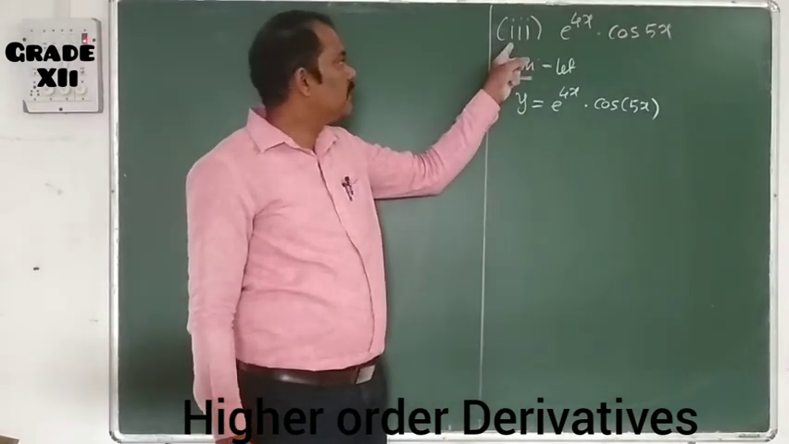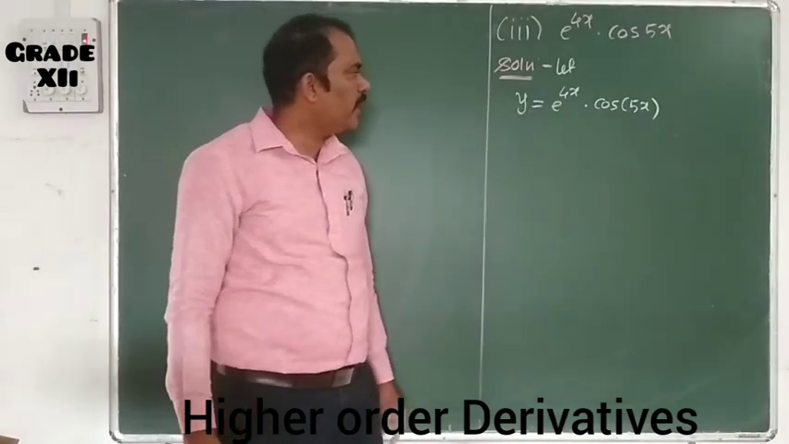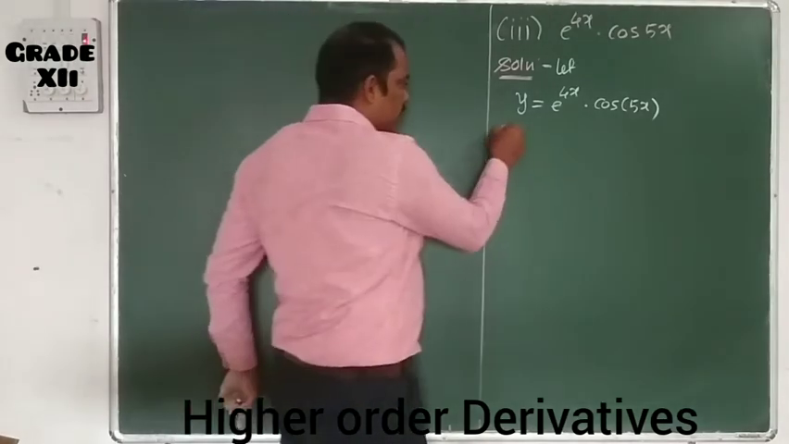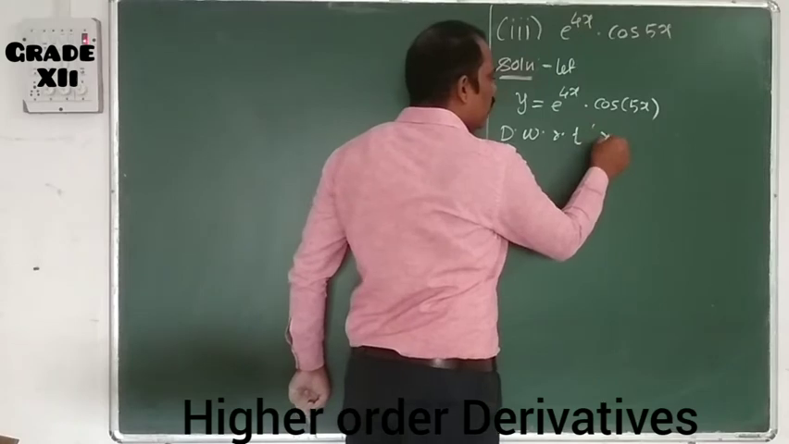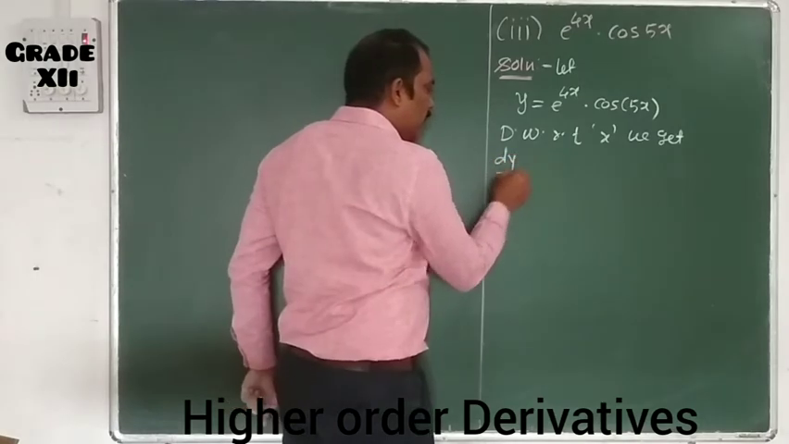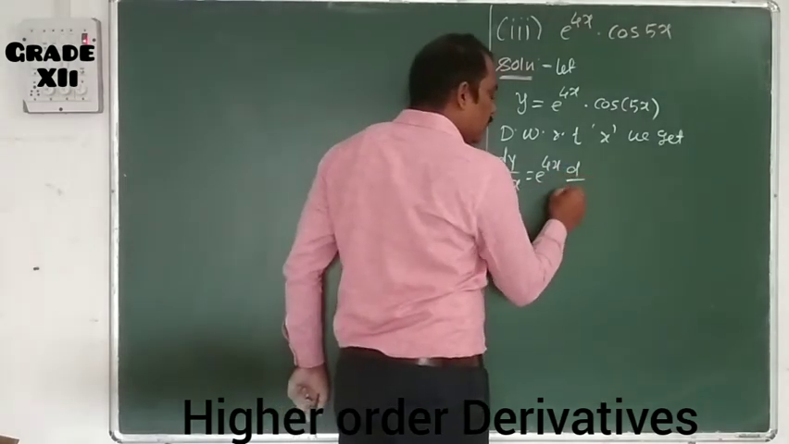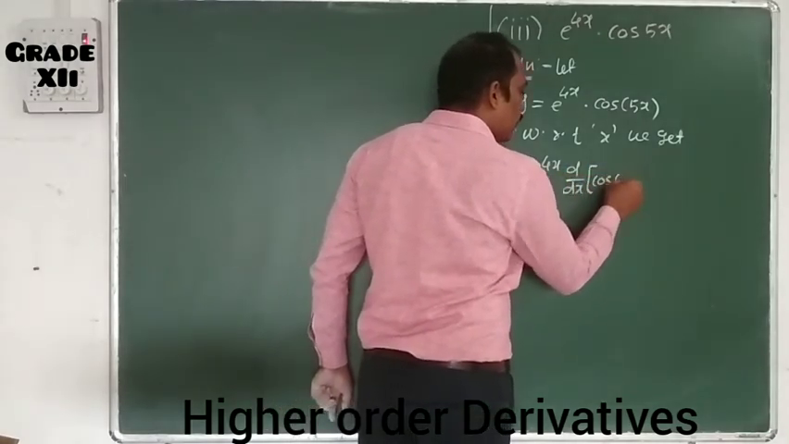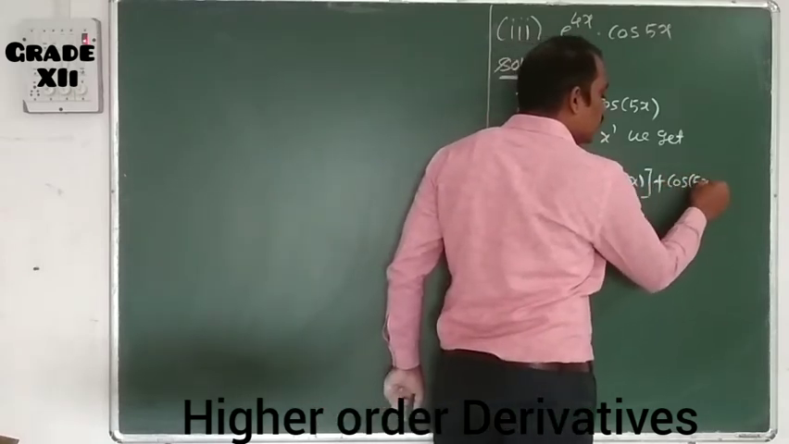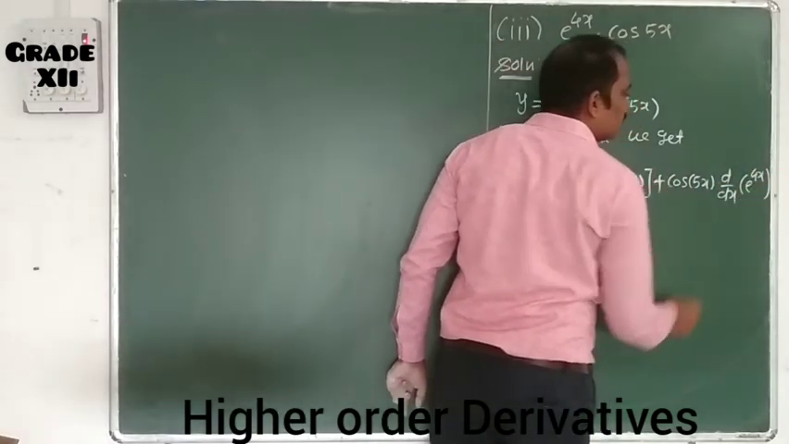Example number 3 is e raised to 4x into cos of 5x. Let y is equal to e raised to 4x into cos of 5x. We have to differentiate with respect to x. Differentiating with respect to x, by using the product rule, we get dy by dx is equal to e raised to 4x, first function as it is, derivative of second, d/dx of cos of 5x, plus second function as it is, cos of 5x into d/dx of e raised to 4x.